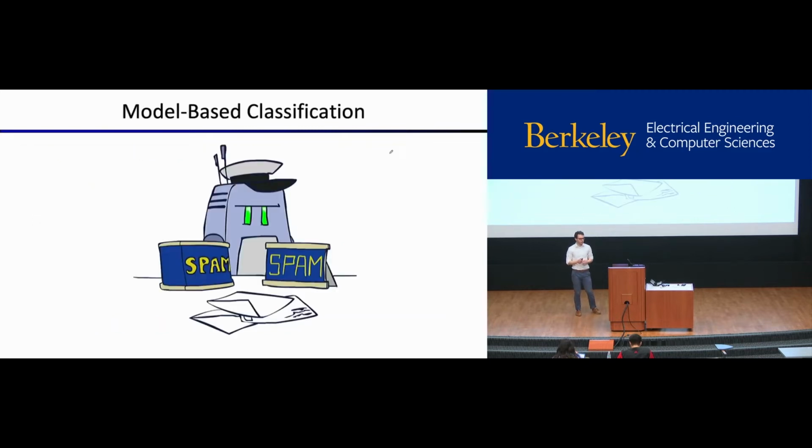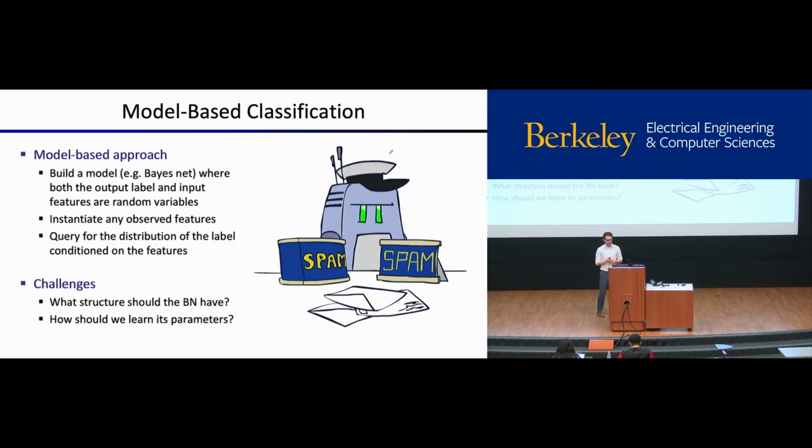We're going to talk mostly about spam versus ham because that's a very well-defined problem. So what's the model-based approach? We're going to build a model where both the output label and the input features are random variables. We're basically going to instantiate any observed features, and then query for the distribution of the label conditioned on the features. This is one model that we might choose, a particular type of model. It's to build a Bayes net that describes the variables, the things that we don't know about this system.